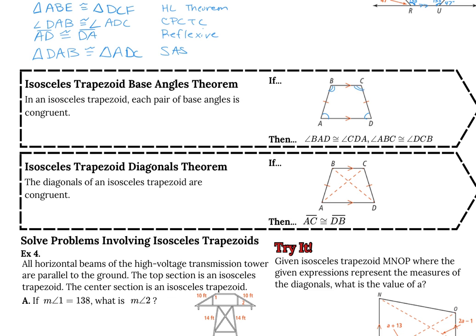All right, isosceles trapezoid diagonals theorem. This theorem tells us that the diagonals of an isosceles trapezoid are congruent. So my diagonals are congruent to each other.